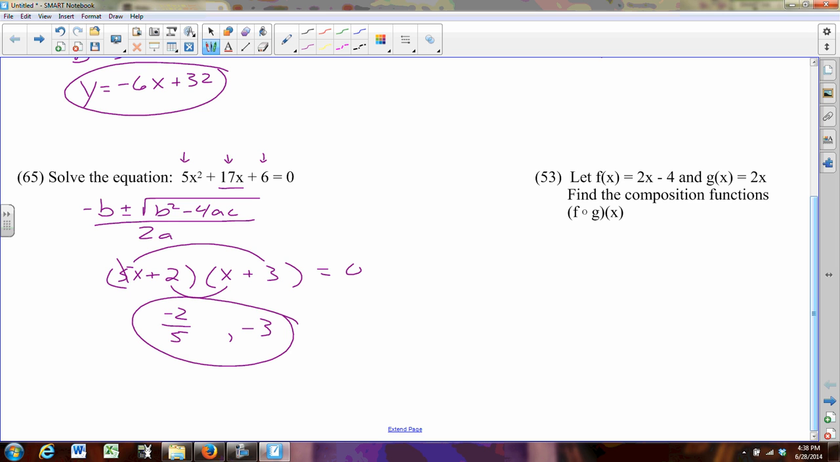This next is a composition function. This composition f of g, another way to write that would be to put f of x, g of x. I'm putting g of x into f of x. So I'm putting this 2x into here. So I'd have 2, kick this x out, put in what x equals. So I'd have 4x minus 4.